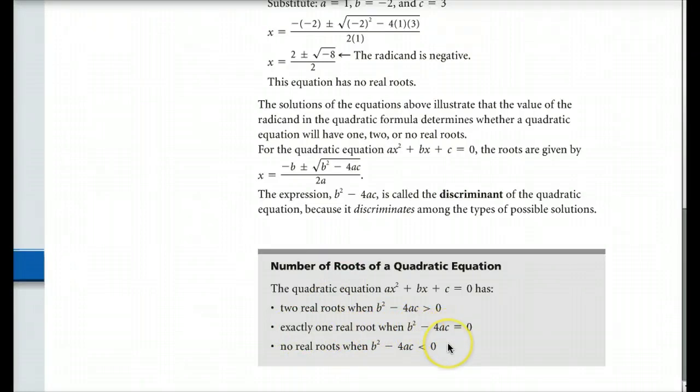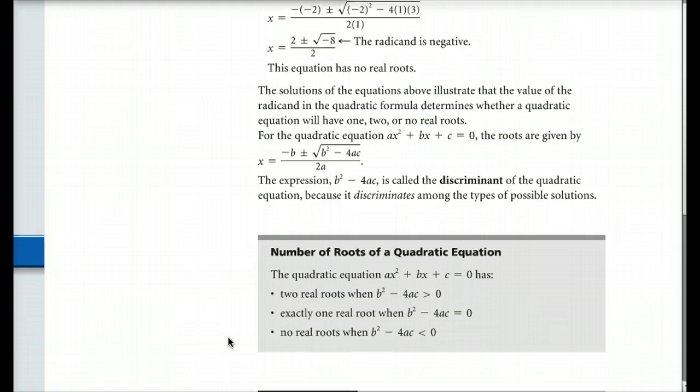And then the last case is, what happens if the discriminant is less than 0? Then you cannot have a negative number as a radicand, and it would not produce a real number for the radical, so we do not have real roots, we do not have real solutions. But we still have imaginary numbers, so that's something we do not cover in this course for now.